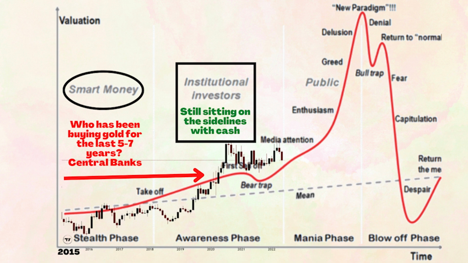Smart money has been well ahead of us, and they were buying at great levels. Now there's an awareness phase, and we're starting to see more people get interested. We have institutional investors. We still have lots of cash sitting on the sidelines, but regardless, we're still in that institutional investor or awareness phase. We haven't hit the phase where we're getting media attention or any kind of enthusiasm, and people aren't talking about it. So we're not in that mania phase where we're going to really take off.